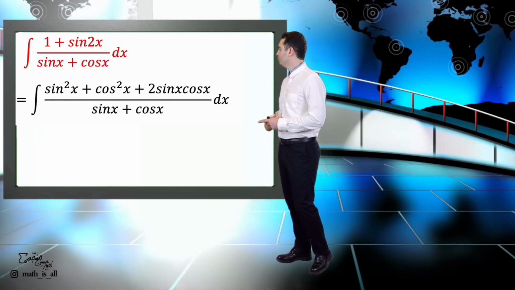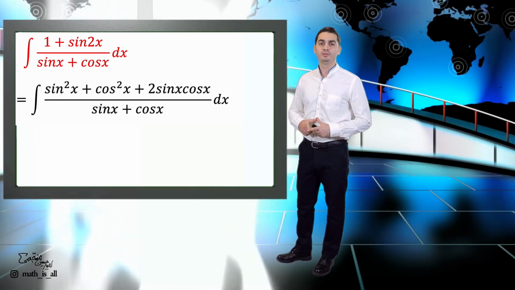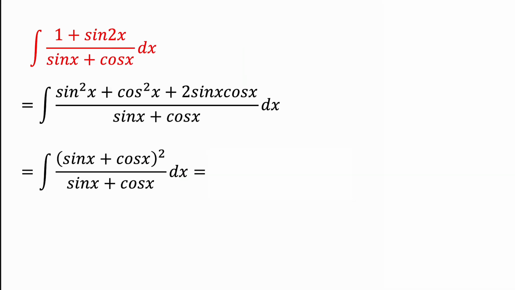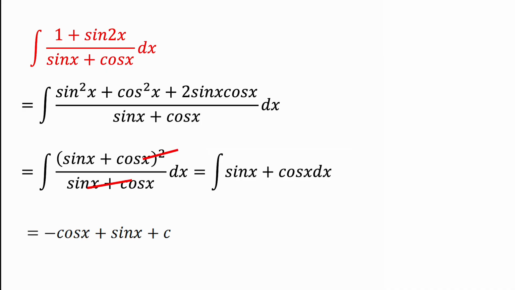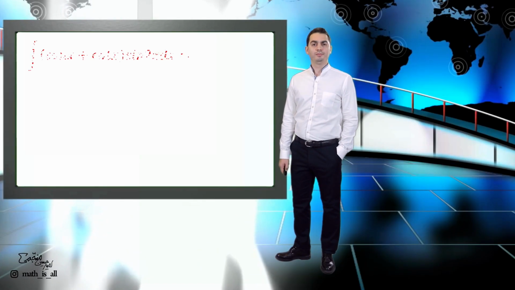If I write 1 as sine squared x plus cosine squared x and then expand sine 2x, the numerator becomes the perfect square, sine x plus cosine x all squared. The numerator and denominator simplify very easily. What remains is the integral of sine x plus cosine x, which you have surely learned how to calculate. Let's move on to tangent and cotangent.